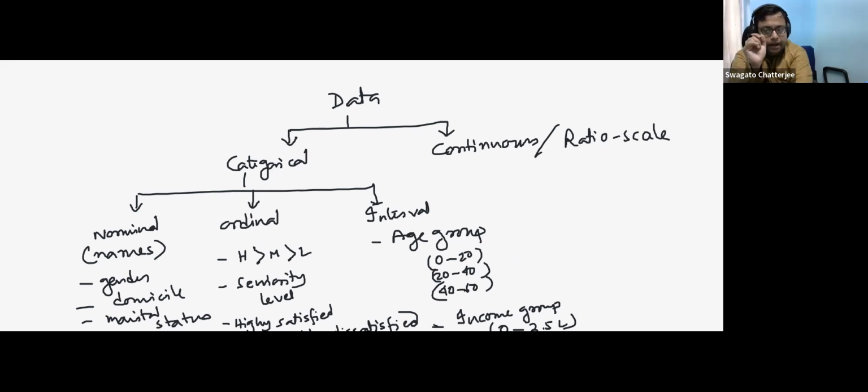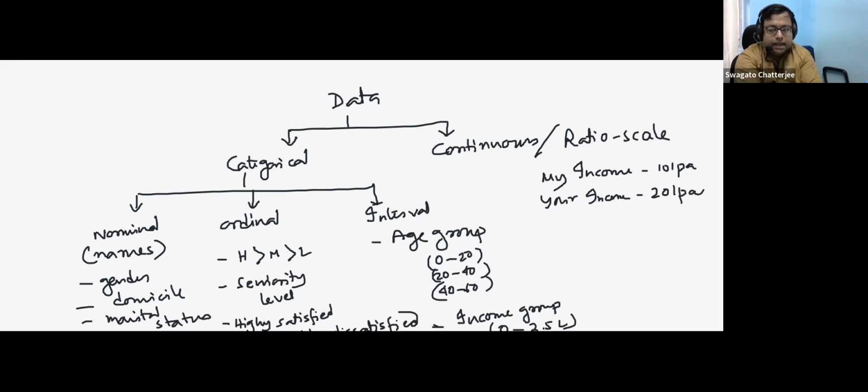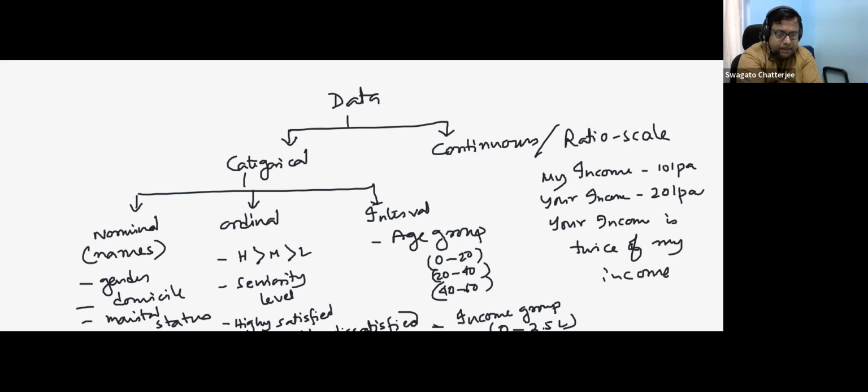no meaning. However, let's say my income is 10 lakhs per annum, and your income is, say, 20 lakhs per annum, you can actually say that your income is twice of my income. So this twice, which comes from this ratio, has some meaning in it. So that is called ratio scale. This is also called basic numeric variables.